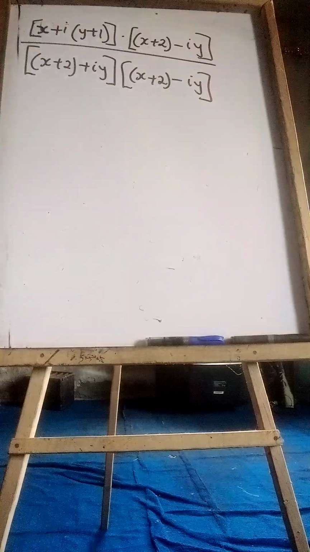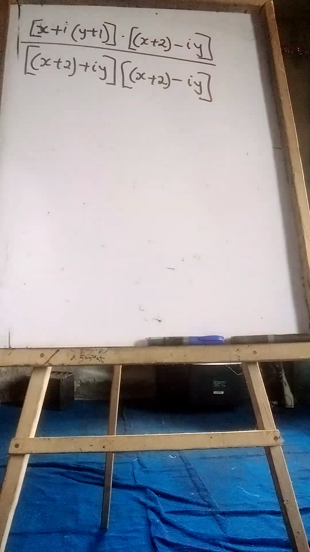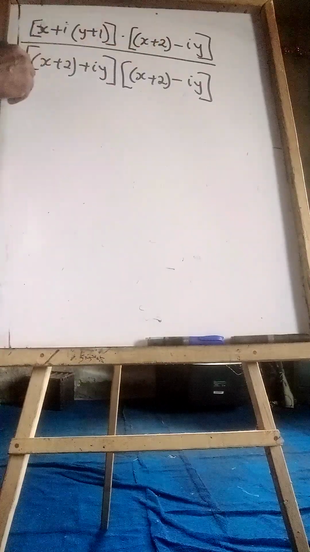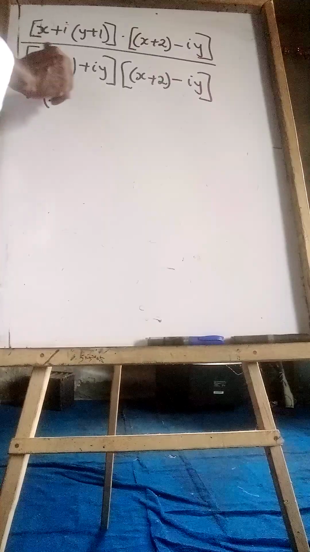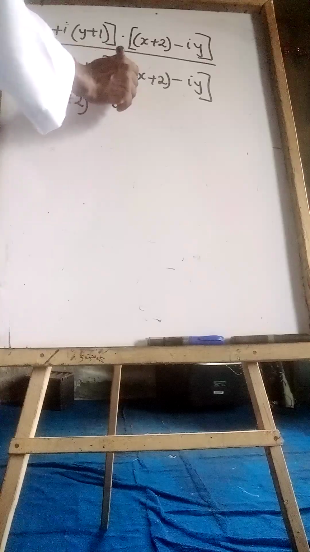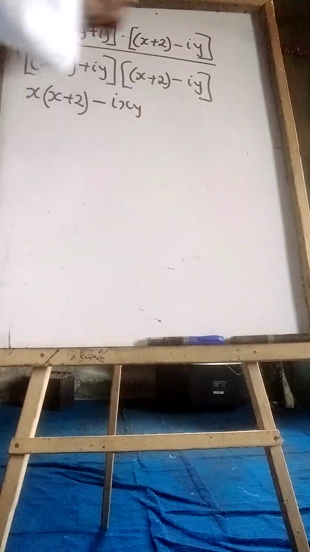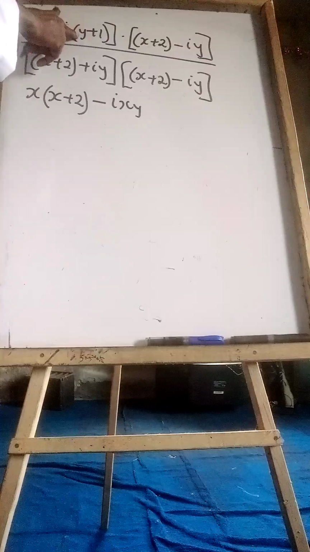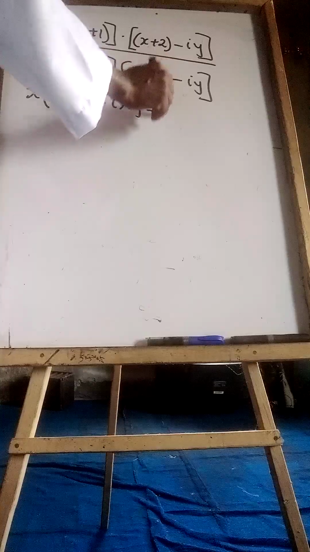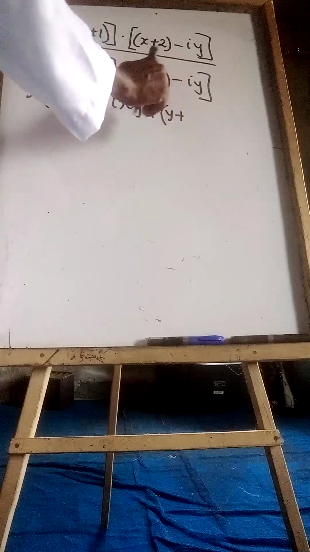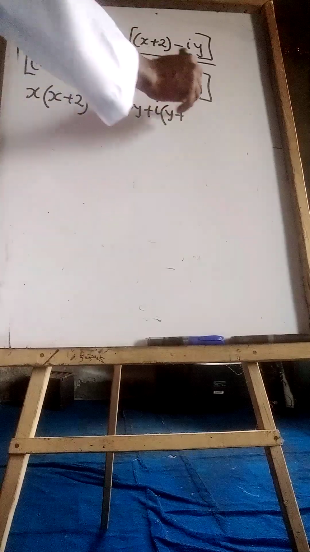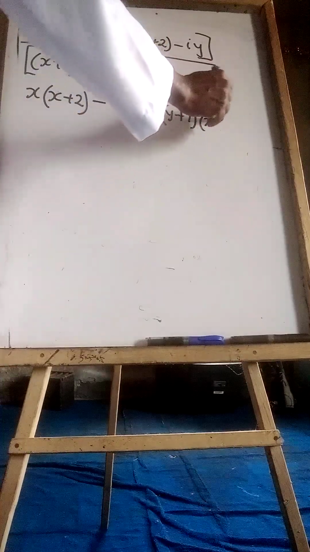So let's now expand. By expansion, it means x multiplied by (x + 2). That will be x(x + 2) minus ixy. This x times iy. Then this one to multiply this. That will be plus i(y + 1)(x + 2).